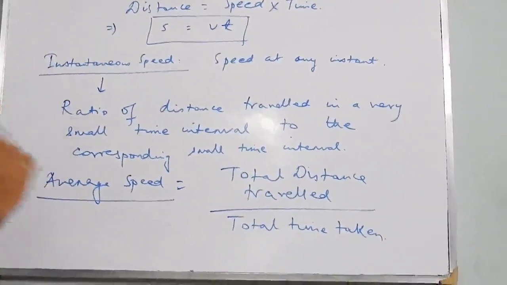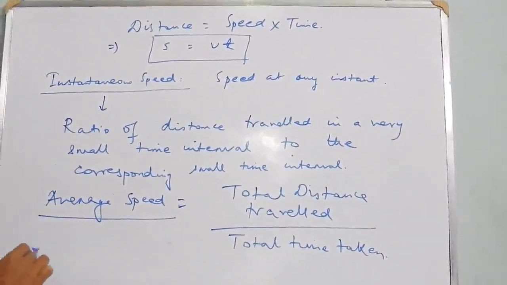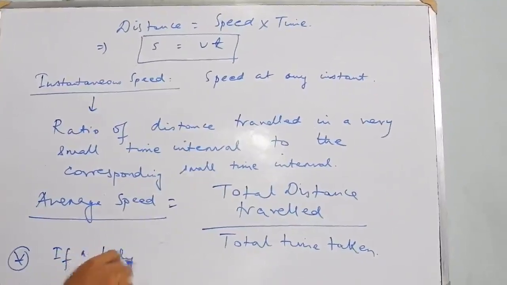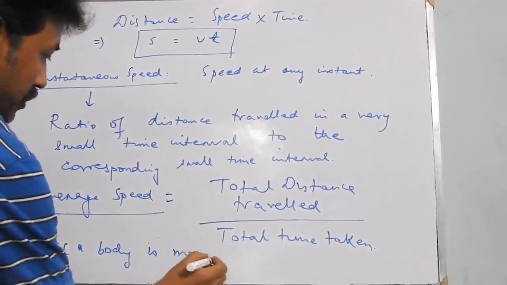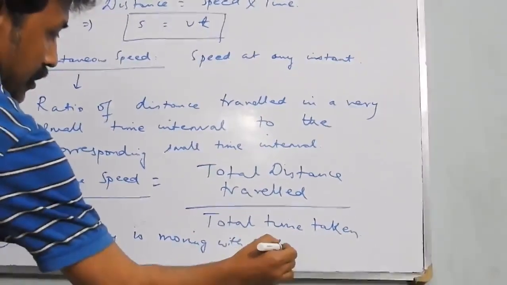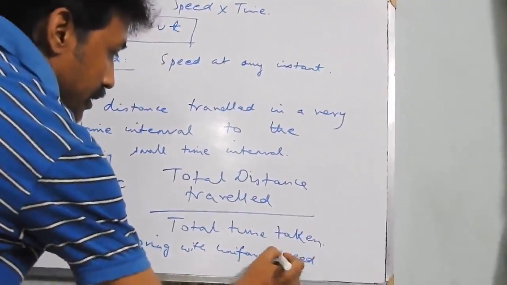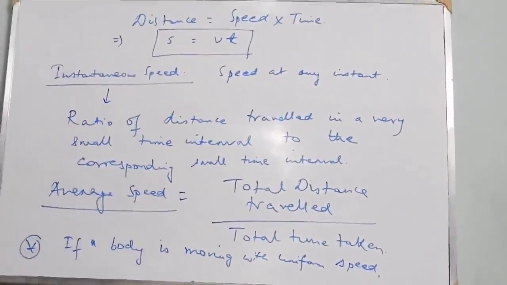Now, the instantaneous speed and the average speed might be the same. If a body is moving with uniform speed, then we can say that its instantaneous speed and the average speed produce the same result.